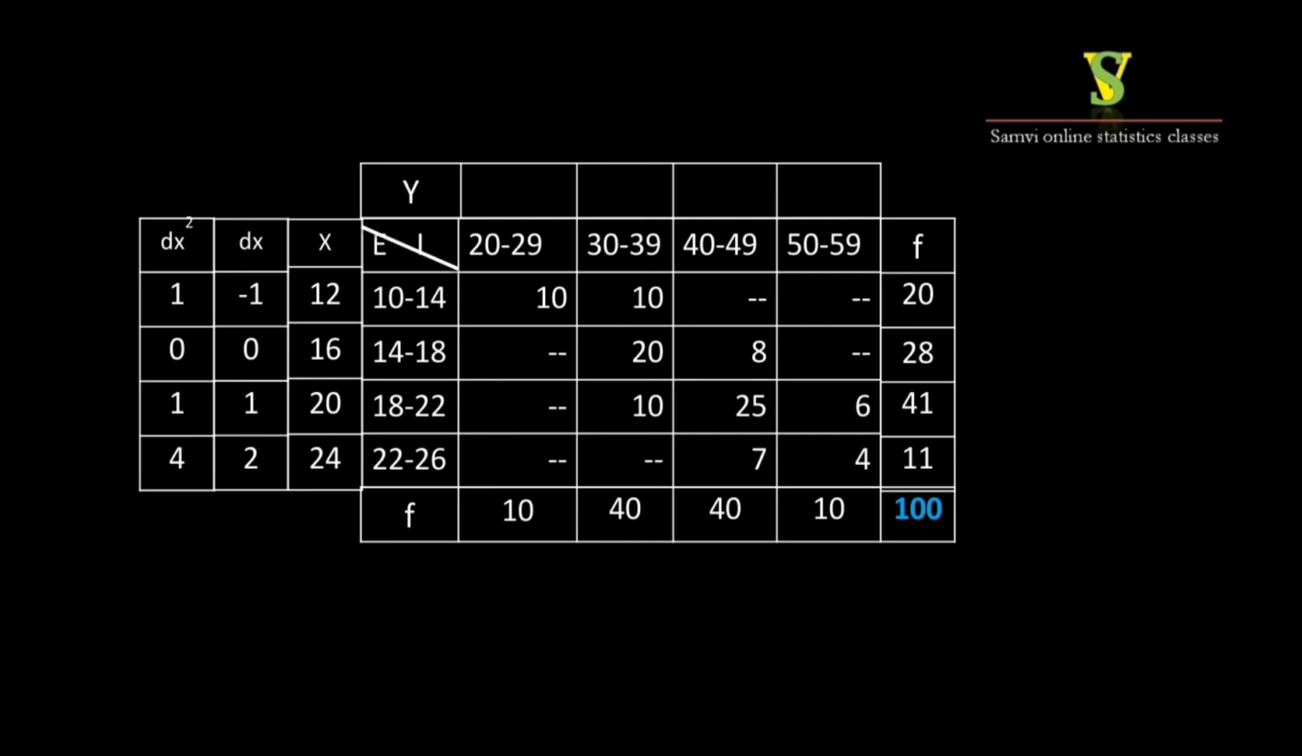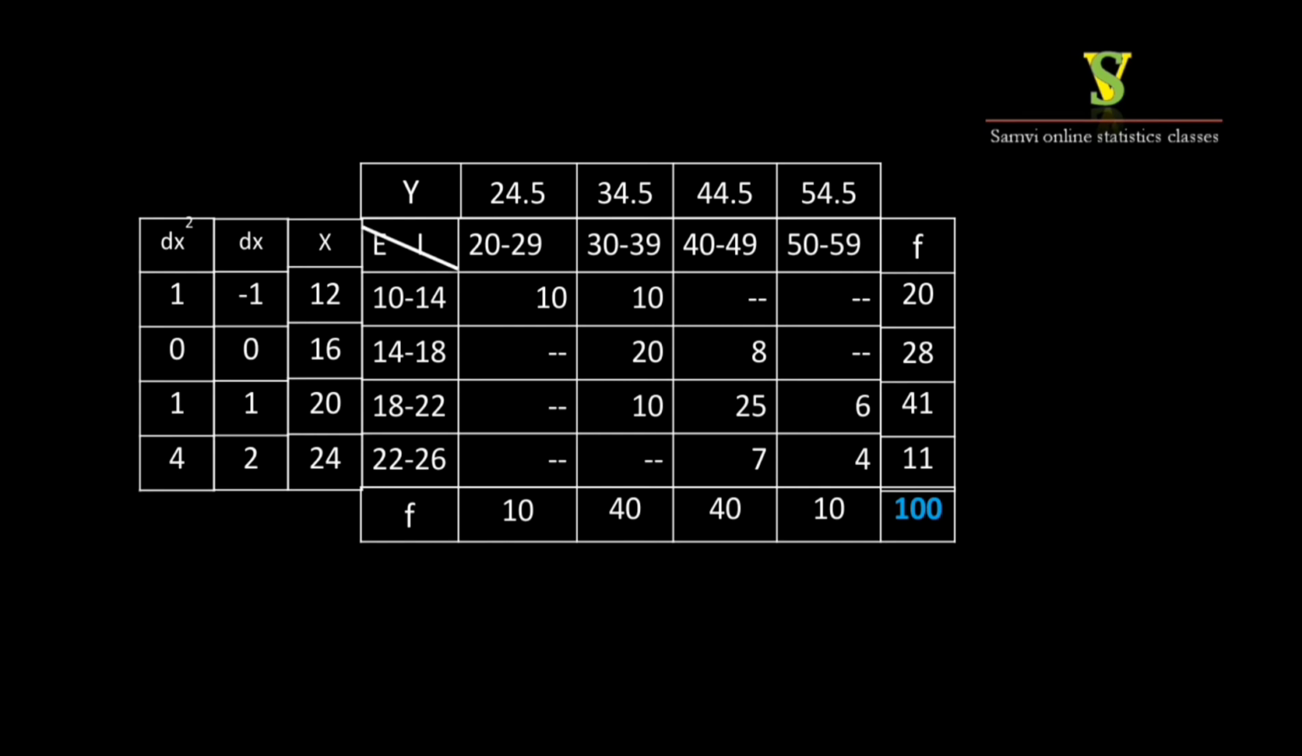Getting? So you have to find the mid values first. That is 29 plus 20 divided by 2, we'll get 24.5. Next is 39 plus 30 divided by 2, we'll get 34.5. 49 plus 40 divided by 2, we'll get 44.5. Next is 59 plus 50 divided by 2, we'll get 54.5. Once you calculate the y, next you have to calculate dy.